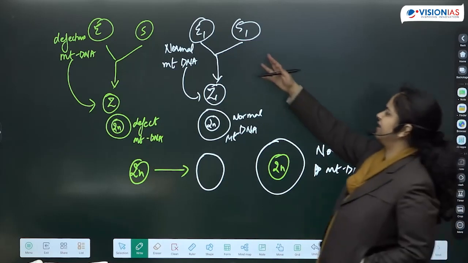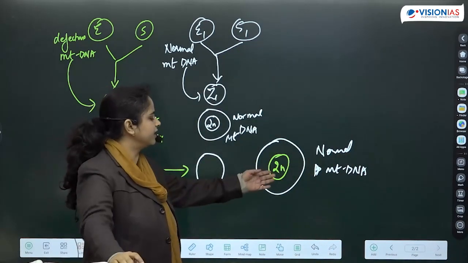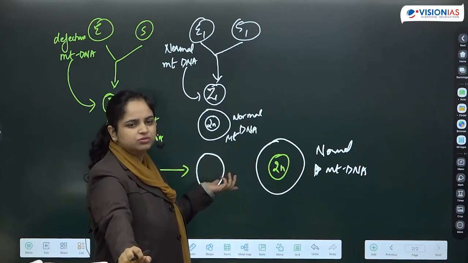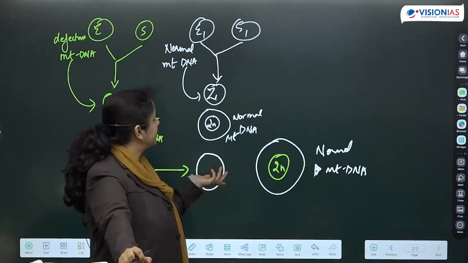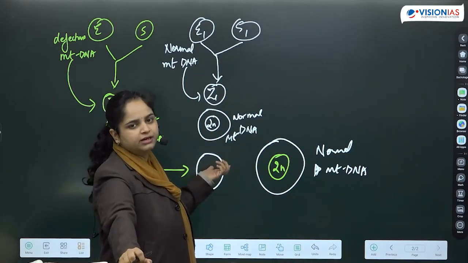ये किसका एग है किसका स्पर्म है, that will make no difference, क्योंकि that nucleus you are going to remove. ठीक है, तो वो किसी का भी हो सकता है. It will not be having any significance. The only important thing is that the mitochondria here should be normal.